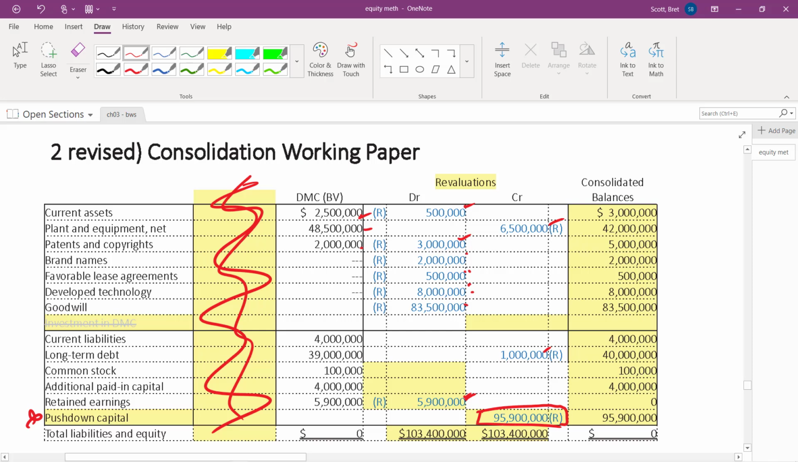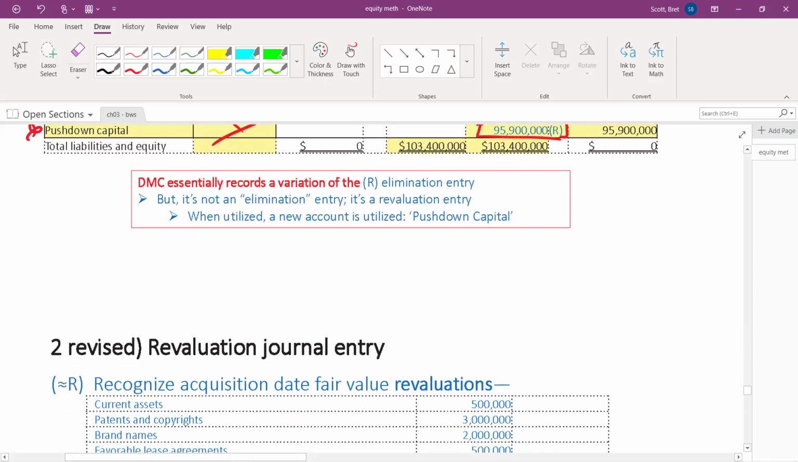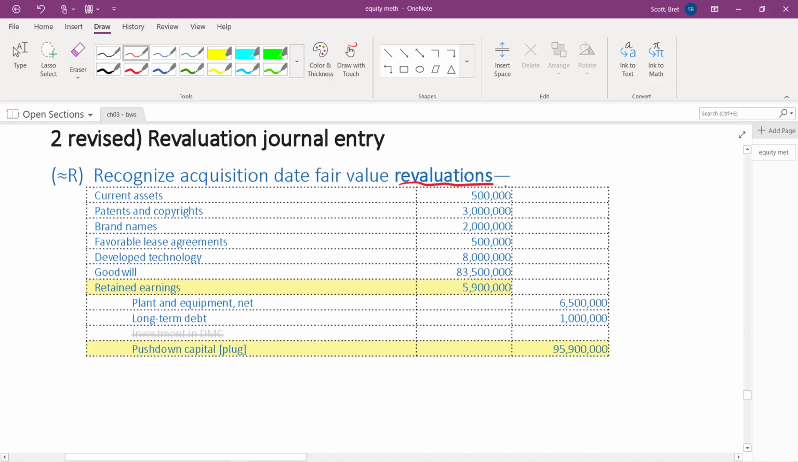DMC can issue financial statements, but it doesn't need to. The only reason why DMC would issue financial statements to a shareholder would be if Beerbo asked for financial statements. Beerbo is the only shareholder of DMC. So there's no need for DMC to issue financial statements, but if it does, here's what it can do without any real risk of manipulation. So down below, I'm simply telling you that DMC essentially records a variation of the R elimination journal entry that we saw before. It's not really an elimination, it's a revaluation.